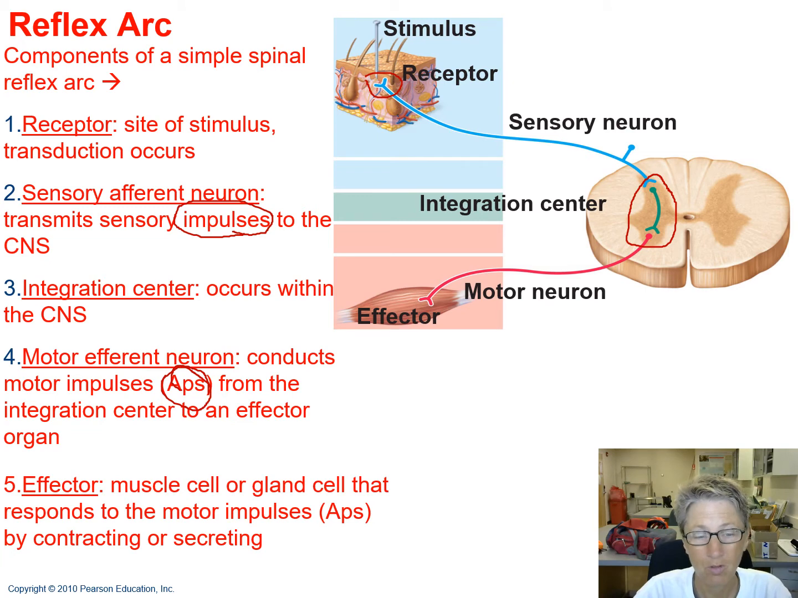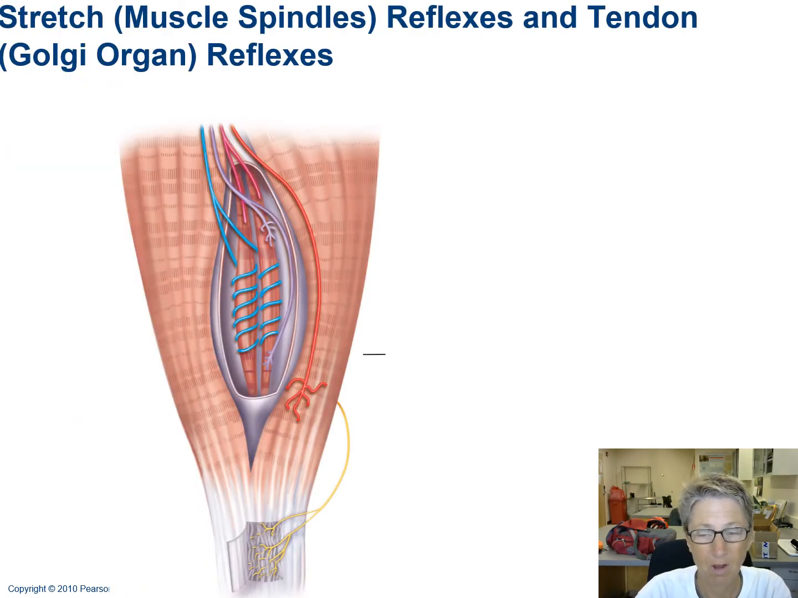In this cartoon, it's a skeletal muscle. The effector can be a muscle, like it is in this cartoon, or it could be a gland cell that responds to the motor impulse. That impulse is the action potential. And then that muscle cell or gland cell will contract or secrete something. Obviously in this cartoon, this is a skeletal muscle, so it's going to contract. But if you are a gland and you're the effector and you get a stimulus, you're going to secrete something. So for example, your salivary gland will secrete saliva.